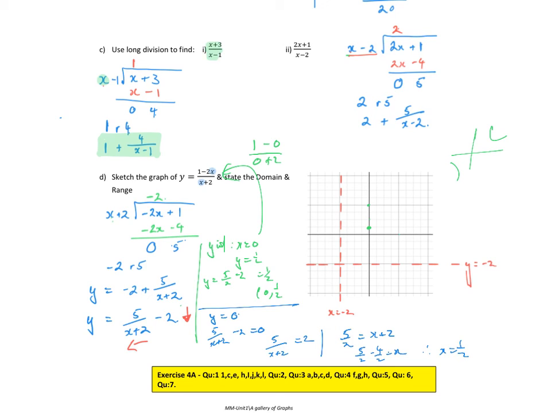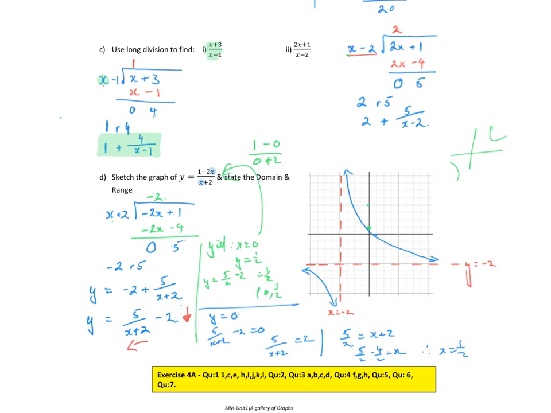If that's 2, that's 1, that's a half. So my graph looks a little bit like that. Note the lines approach the asymptotes but don't cross them.